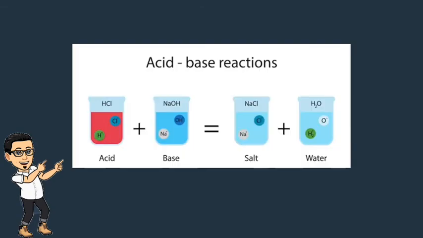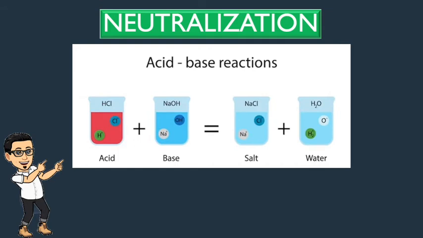Acids react with bases to produce a salt compound and water. When equal moles of an acid and a base are combined, the acid is neutralized by the base. A salt is composed of a cation from a base and an anion from an acid. Not all salts are neutral. Some can be basic, others acidic.